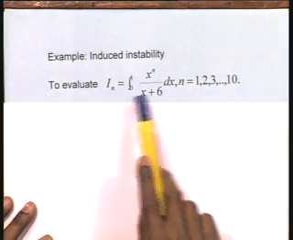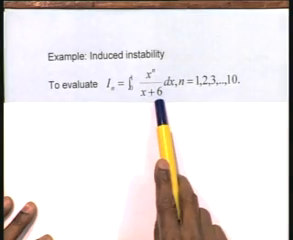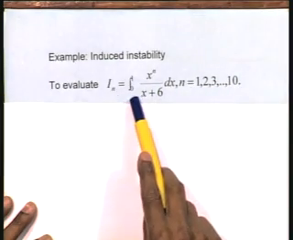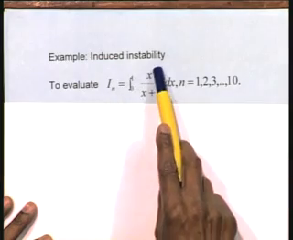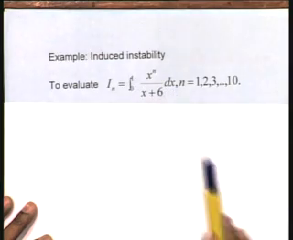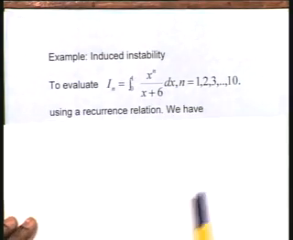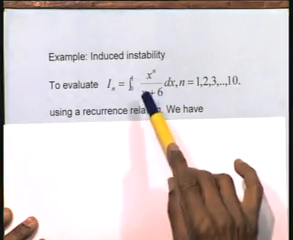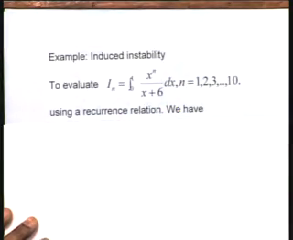We want to evaluate this integral from 0 to 1 of x to the power of n divided by x plus 6, for n equal to 1, 2, 3 up to 10. So I10 is the integral from 0 to 1 of x to the power of 10 divided by x plus 6 dx, and I want to use a recurrence relation for this. So I want to build a recurrence relation so that I can evaluate this particular integral.